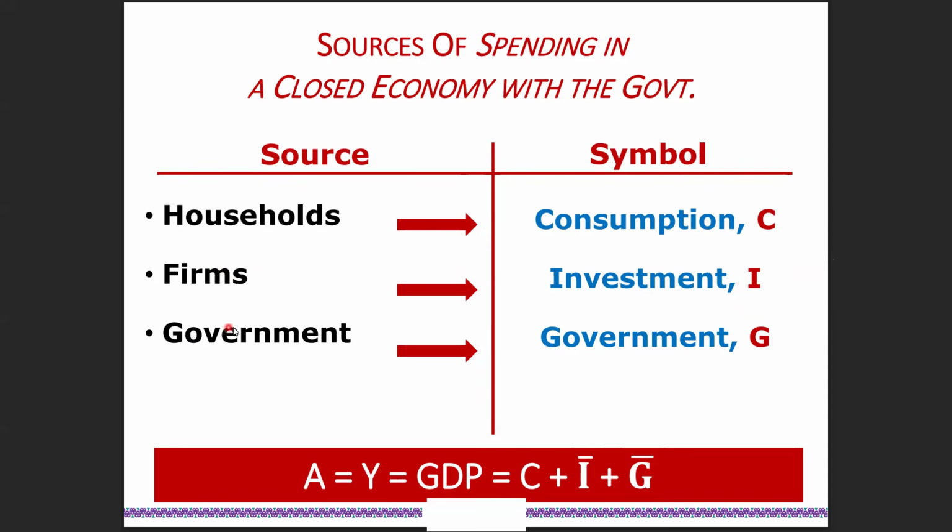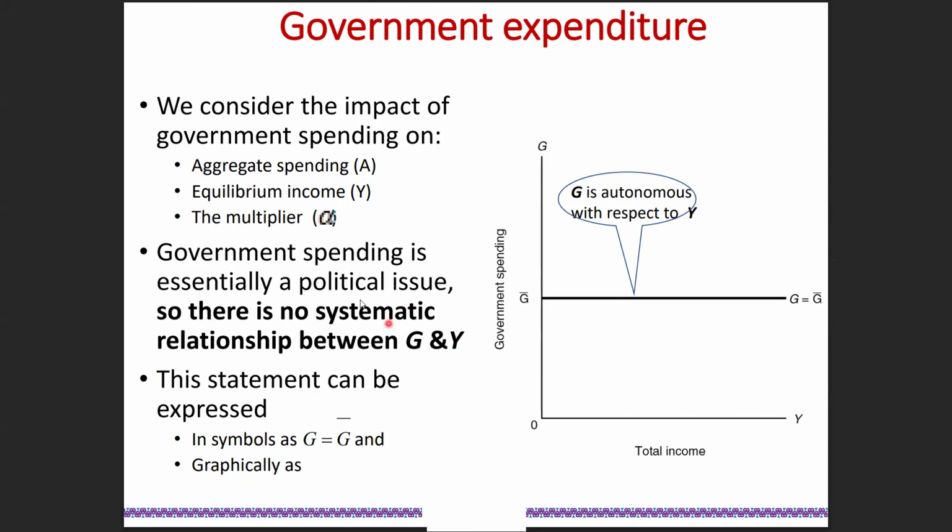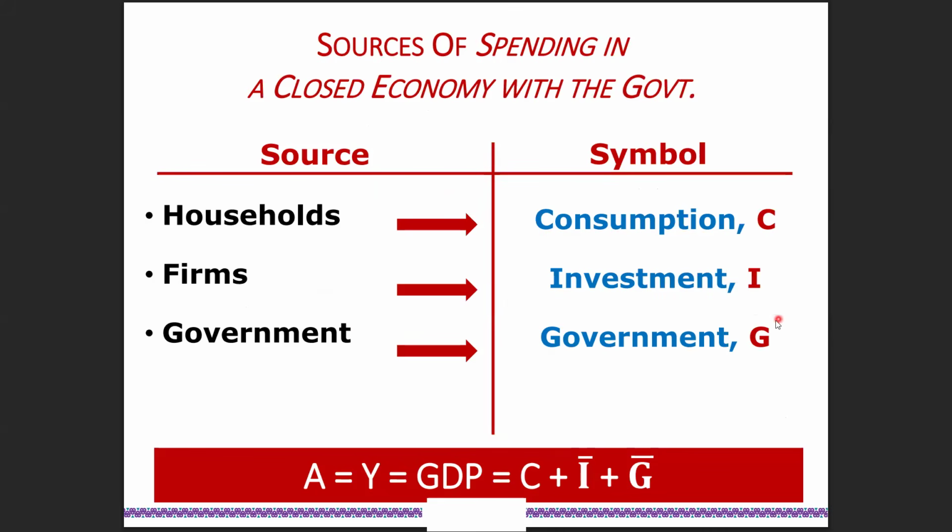Remember, and then we also have the government, and the symbol is G, and we've just identified that government is also autonomous because it is a political issue, right? That is what we said here. We said government spending is essentially a political issue, so therefore it does not have a relationship with income, right? Government does not have a relationship with income, so therefore it is independent of income. So government is also what? Autonomous. That is why you see here, G bar, I bar.